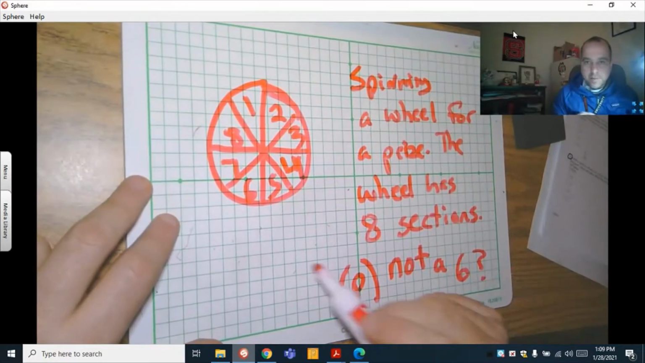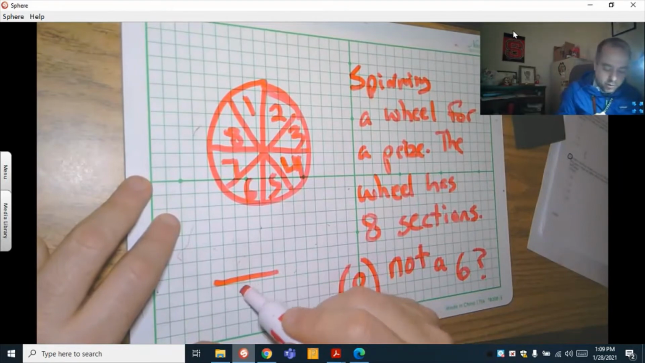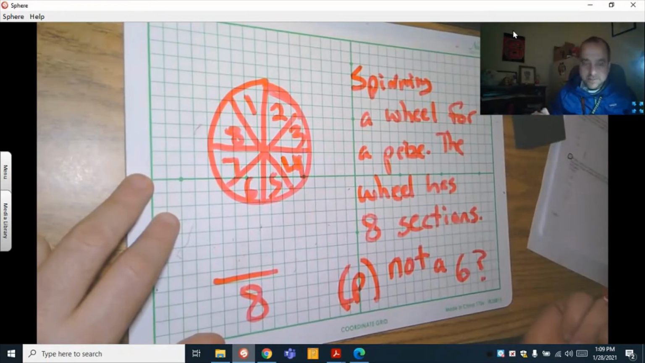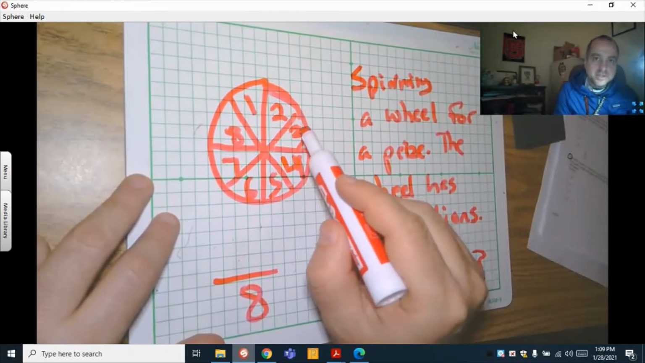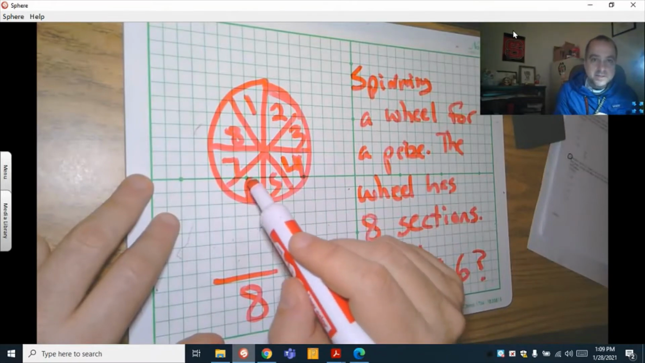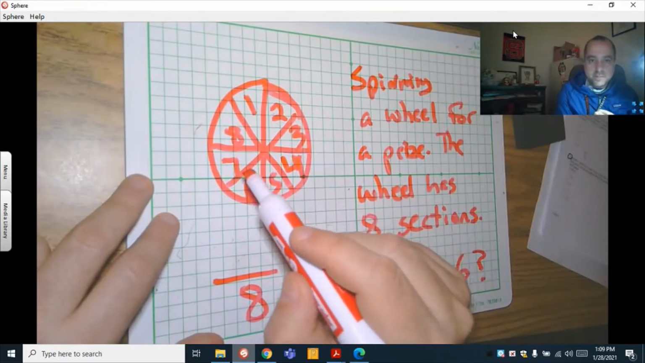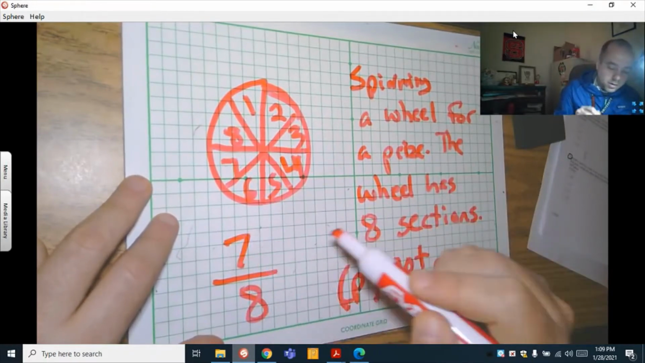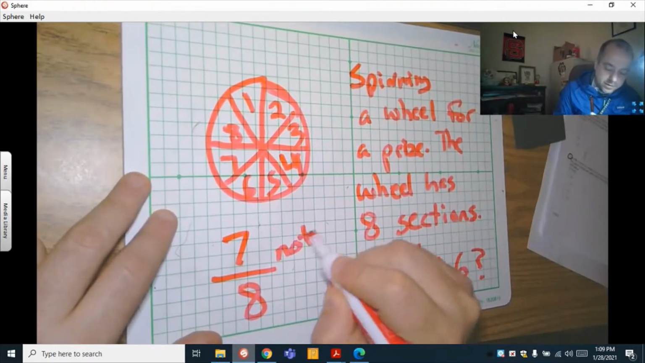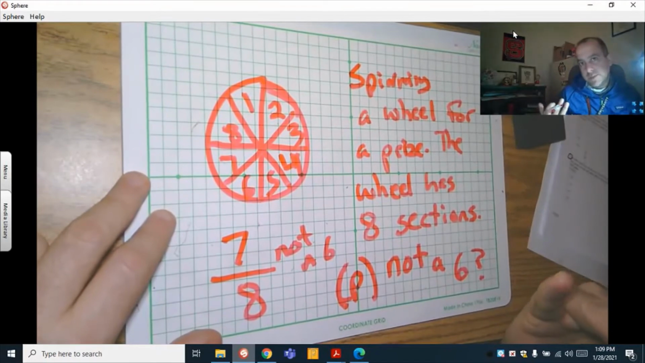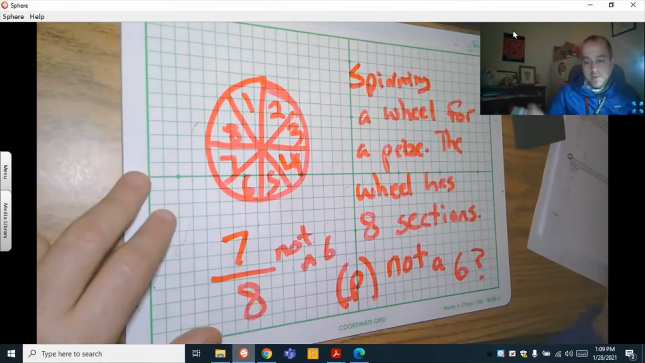All right. So first of all, how many sections are on there? 8. So that's our bottom number. How many of these sections are not a 6? That's not a 6. That's not a 6. That is a 6. Not, and not a 6. So there's 1, 2, 3, 4, 5, skip that one, 6, 7 out of 8 are not a 6. If it said, what's the probability of getting a 6, what would you say? That's right, you would say 1 out of 8. Okay? Cool.